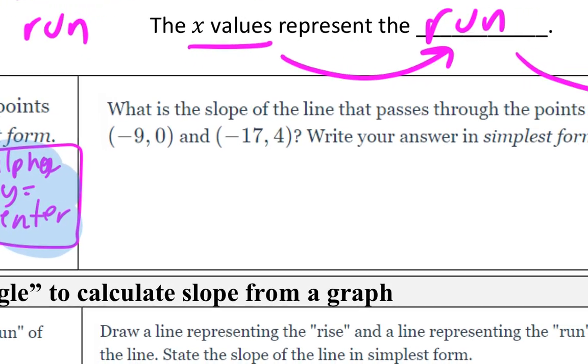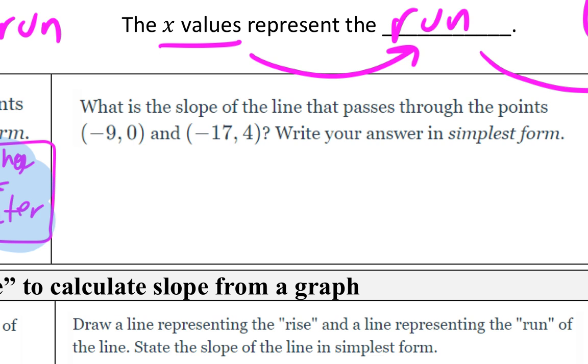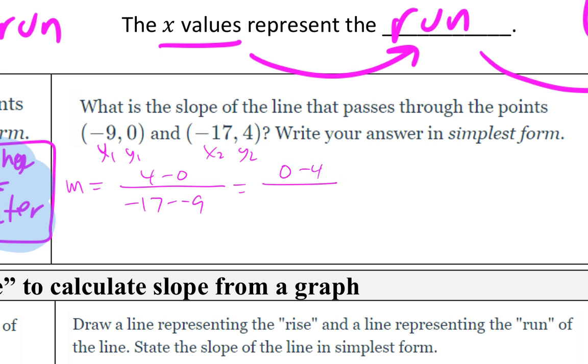On this one, same thing. Go ahead and set this one up. We're going to say m equals, if that's x1, y1 and x2, y2, then 4 minus 0 over negative 17 minus negative 9. Or we can, of course, do the other way. We could say 0 minus 4 over negative 9 minus negative 17. Either way, that will give us negative 1/2.